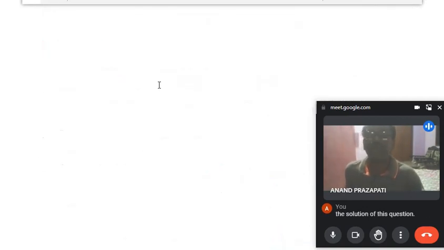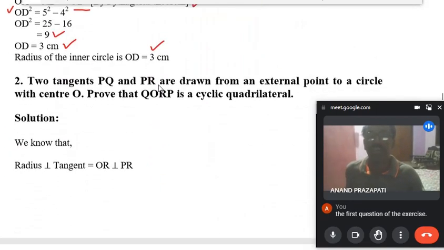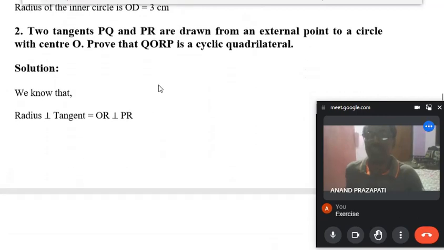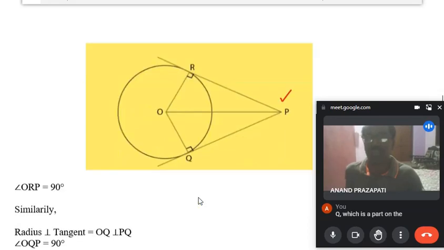This is the first question of the exercise, or sorry, second question of the exercise 9.3. So this is the relevant figure. This is the external point. R and Q are two points on the circumference of the circle, and tangents are drawn from point P to R, which is a point on the circumference of the circle, and from point P to Q, which is a point on the circumference of the circle.